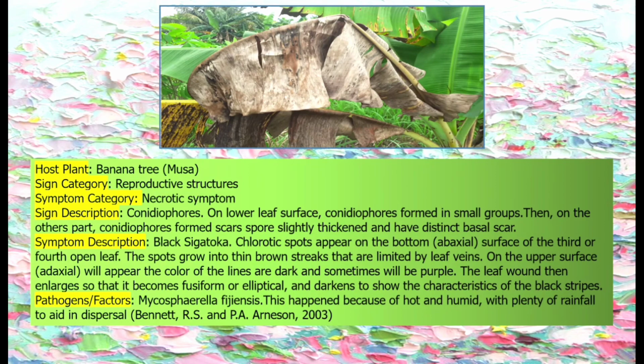Chlorotic spots appear on the bottom surface of the third or fourth open leaf. The spots grow into thin brown streaks limited by leaf veins. On the upper surface, the color of the lines is dark and sometimes purple. The lesion then enlarges so that it becomes fusiform or elliptical and darkens to show the characteristic black stripes. The pathogen is Mycosphaerella fijiensis. This happens because of hot and humid conditions with plenty of rainfall to aid in dispersal.